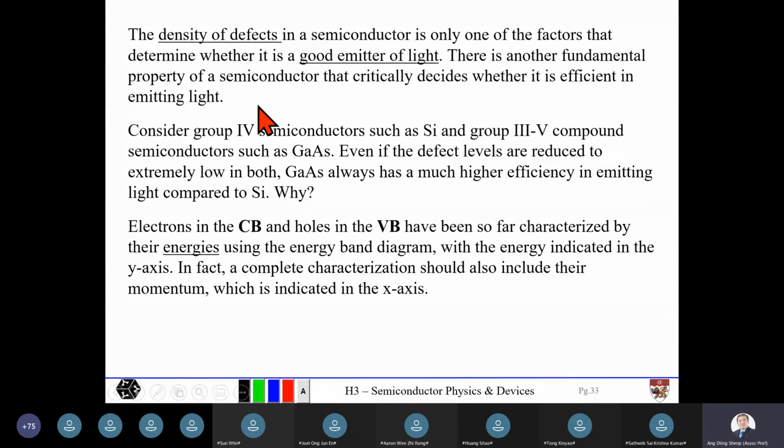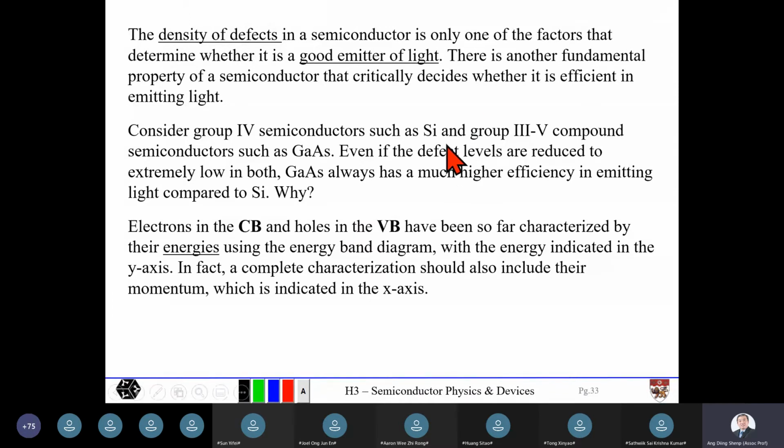Now, the number of defects in the semiconductor is only one of the factors that determine whether the semiconductor is a good emitter of light. There is another more important factor, and this is related to the type of band gap. I think this point was already covered in part 1, so I'm going to go through it quickly. Remember, examples like silicon and germanium are indirect band gap, and semiconductors such as gallium arsenide are direct band gap. So the type of band gap can determine whether the semiconductor is a good emitter of light or not.